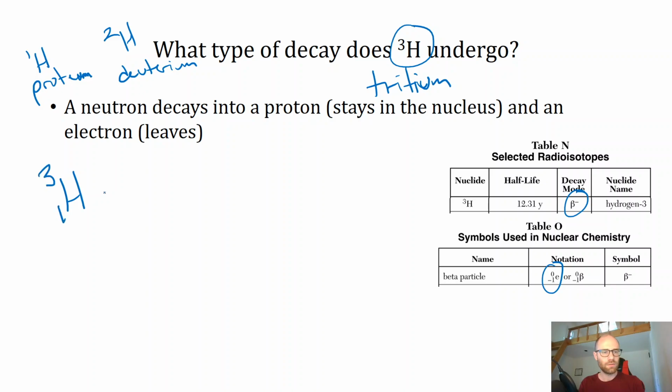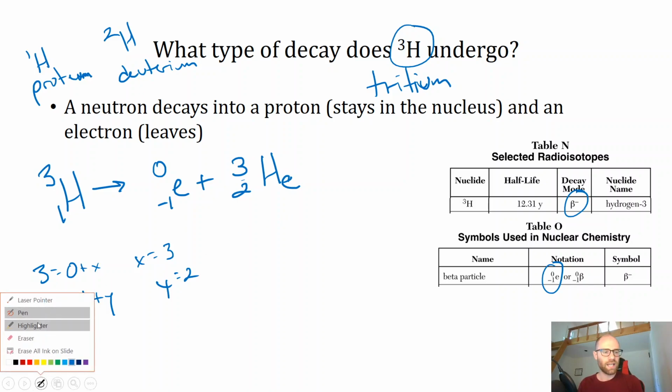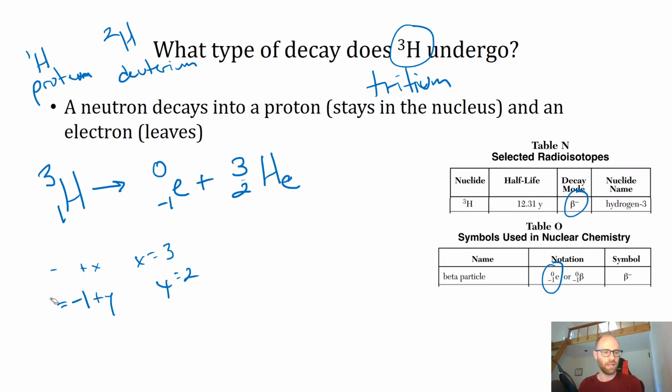So we know that this beta particle is emitted, and if we do our math, 3 equals 0 plus x, 1 equals negative 1 plus y, what we get is x equals 3, y equals 2. So 3, 2, and atomic number 2 on the periodic table should be helium. And so what happened is that hydrogen-3 will decay through emission of a beta particle, and you get helium.